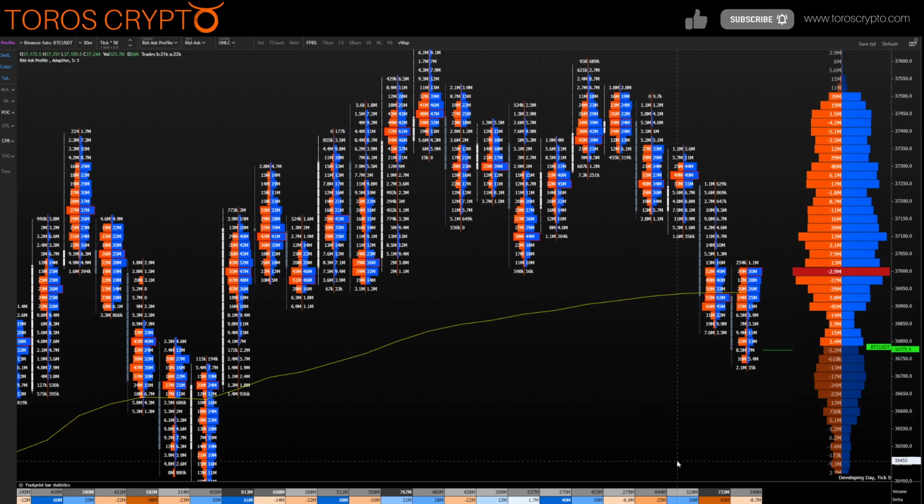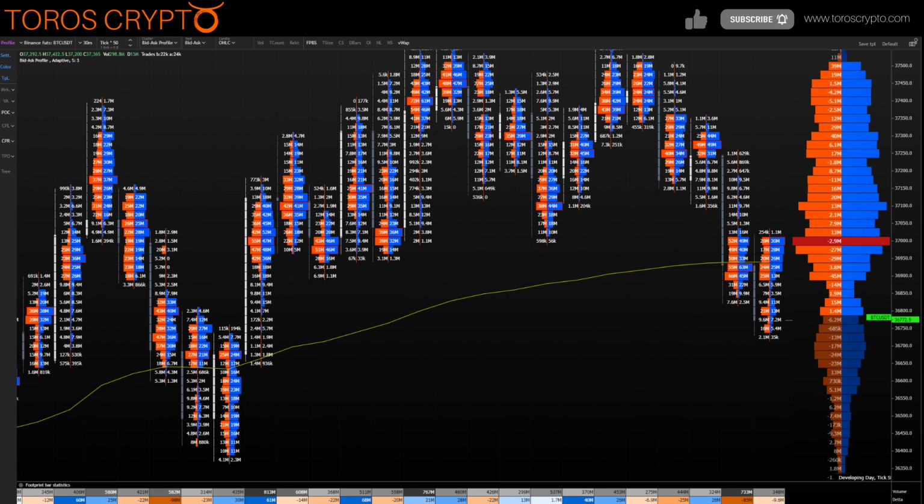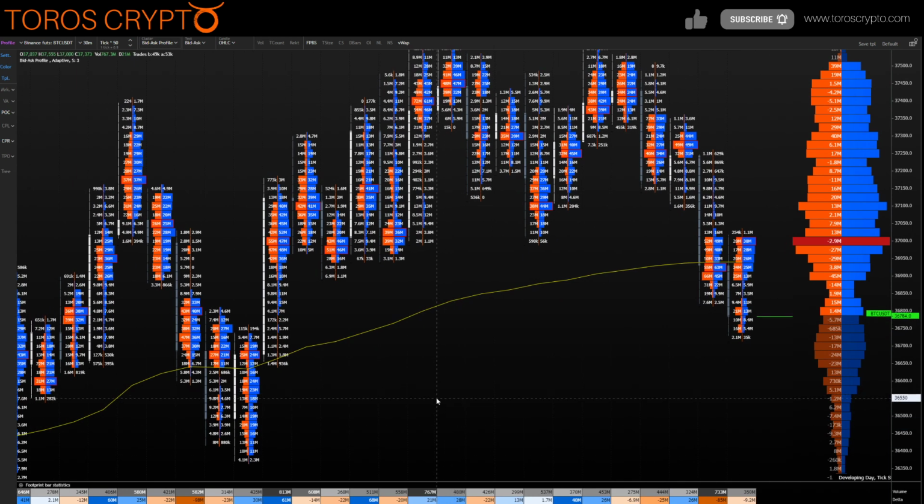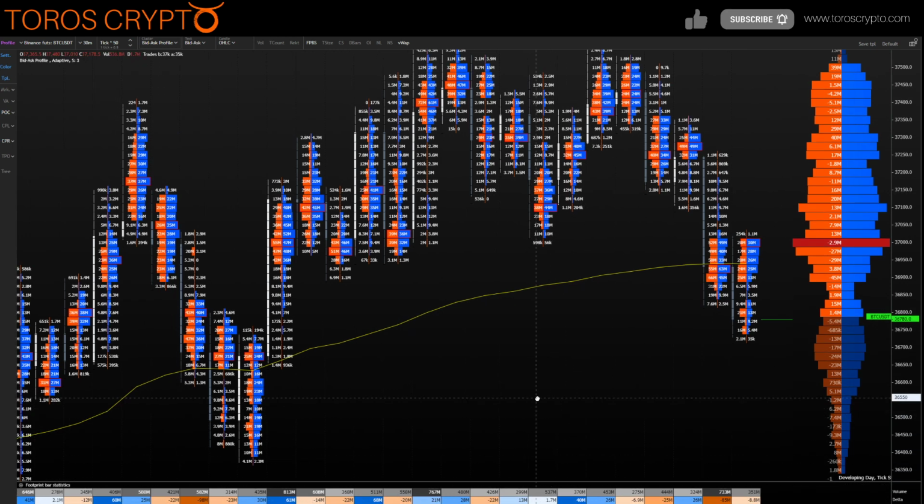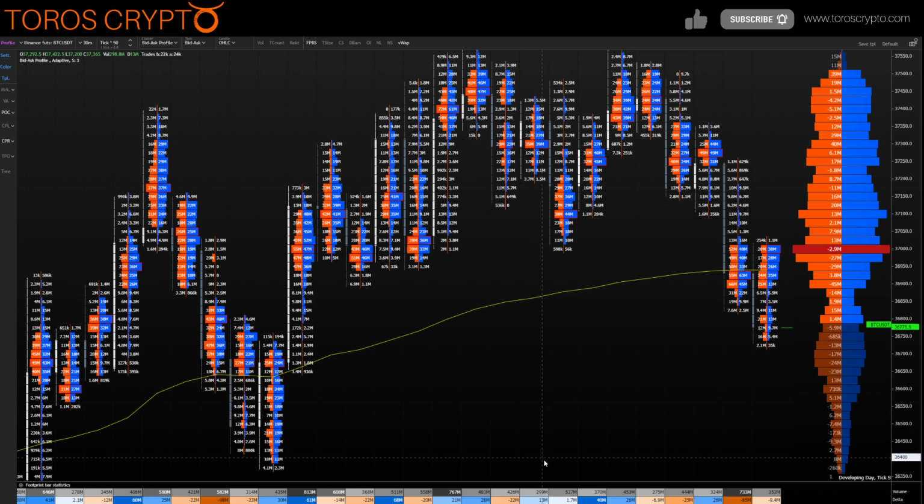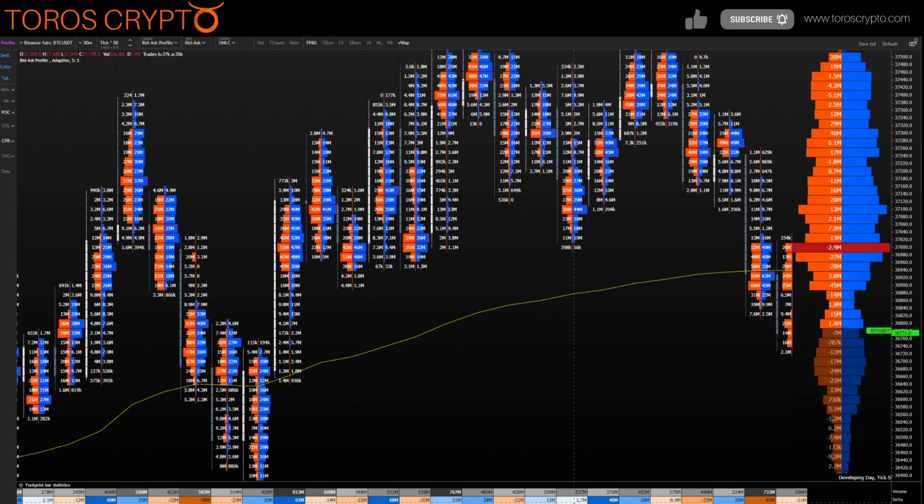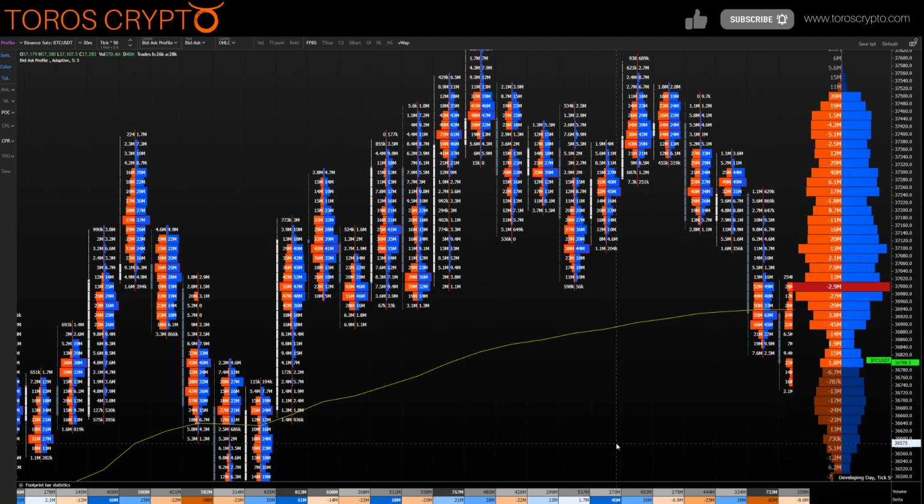So something else that you can look for is looking to see if there is a difference between the delta of a candle and the direction in which it moves. This just gives you an example. So you can see here this candle just about has positive delta, which means that there were more buyers overall than there were sellers in this candle.